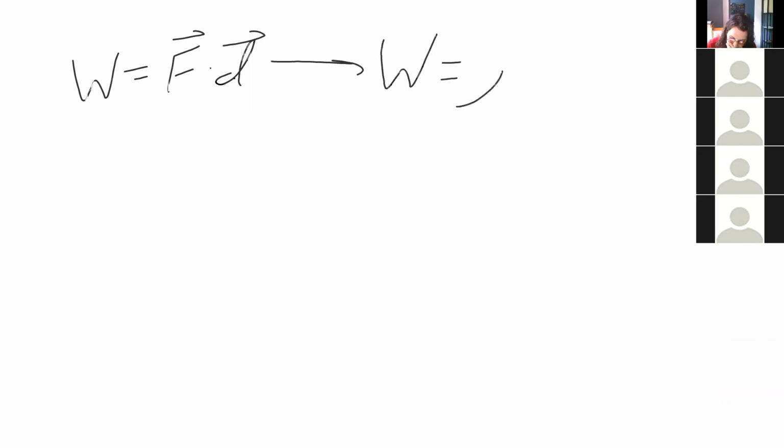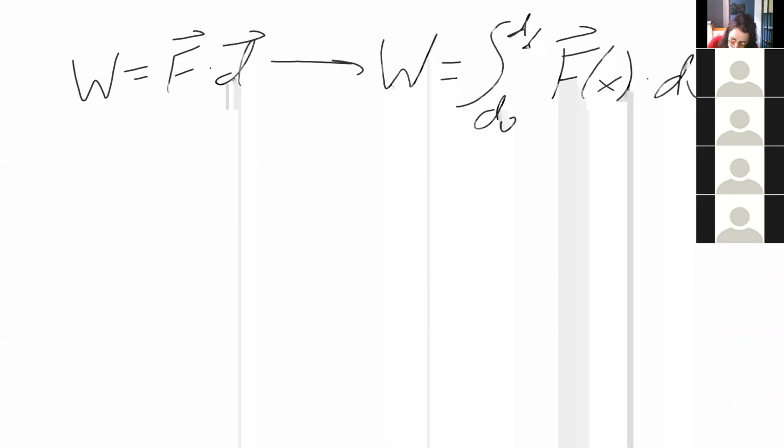I'm saying it that way because hopefully that reminds some people of an integral, because that's what the definition is. So from work is equal to force dotted with displacement, we get this more complex definition that the work is equal to the integral from d initial to d final of the force as a function of x dotted with dx. And that's technically a vector too.